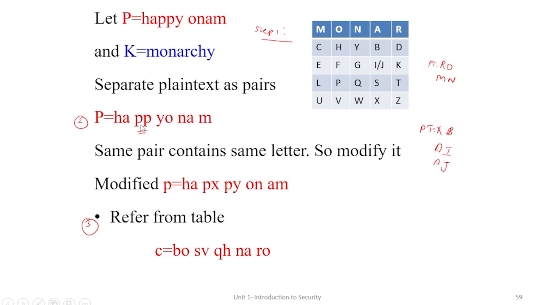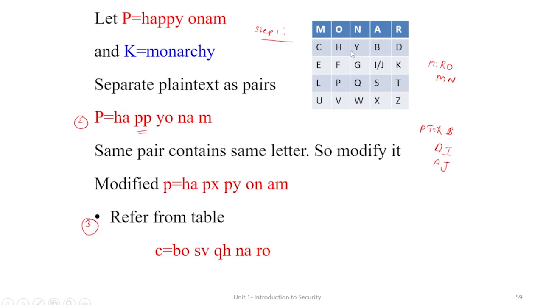The second pair contains the same letter, so we should insert an extra letter X. Now the pairs are HA, PX, PY, ON, AM. After splitting, all the pairs contain two different letters. Then, in the third step, we refer to every plain text pair in the key matrix table, apply the 3 types of cases, and write the ciphertext.